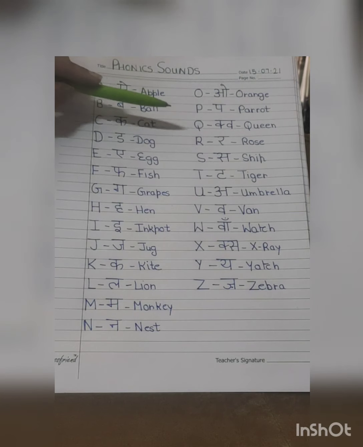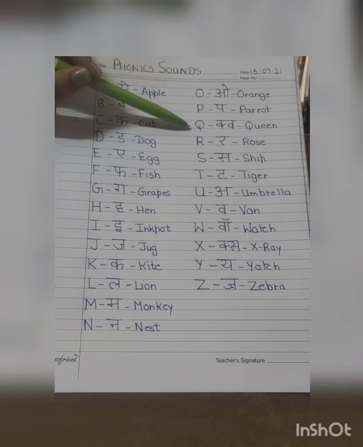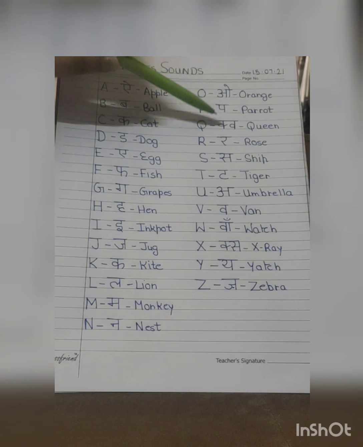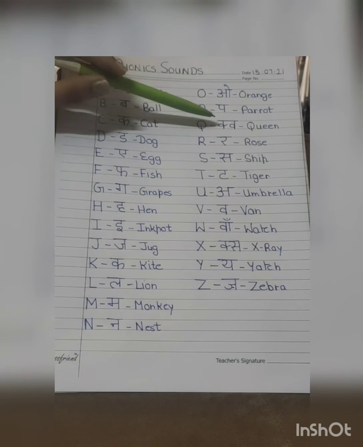Next alphabet is Q. Now here, the sound of Q is qu. The sound of Q is qu. Q, qu, queen. Q, qu, quill. Q, qu, quail. So specifically, the sound of Q is qu.